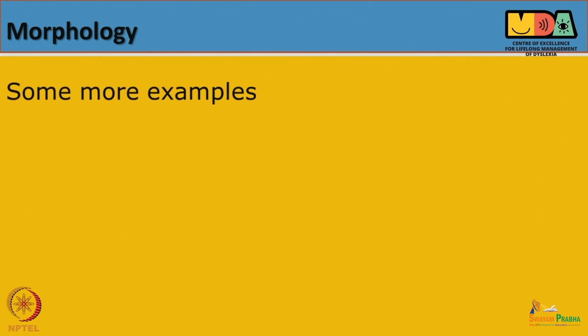So, here are some more examples of words with prefixes and suffixes. Let us look at the word unlikely. Prefix is un, the root is like, and the suffix is li.